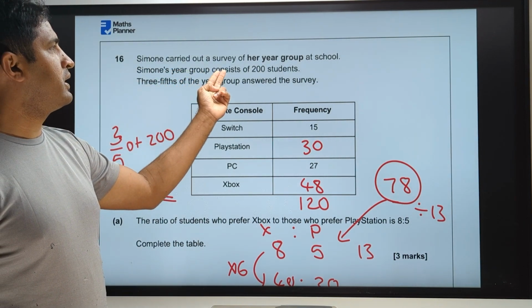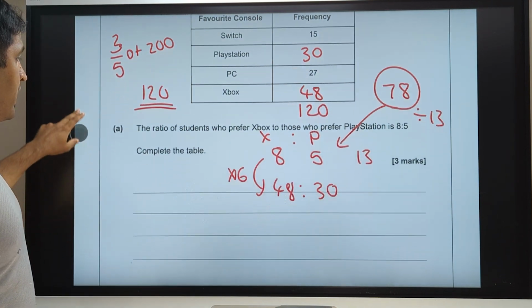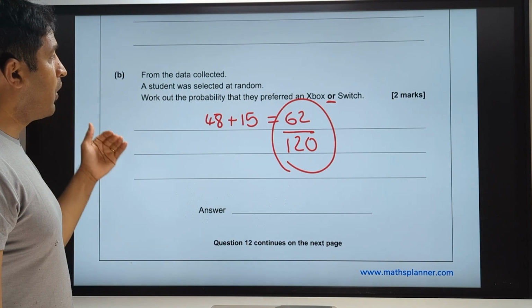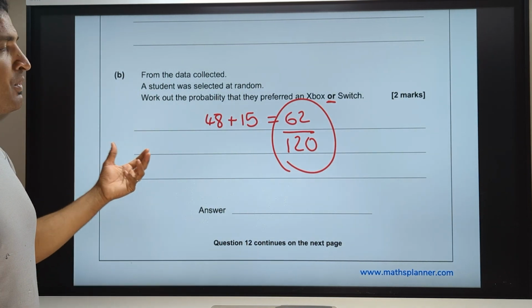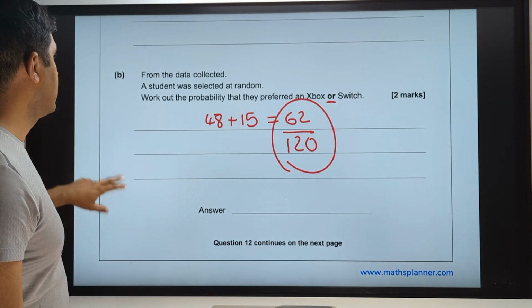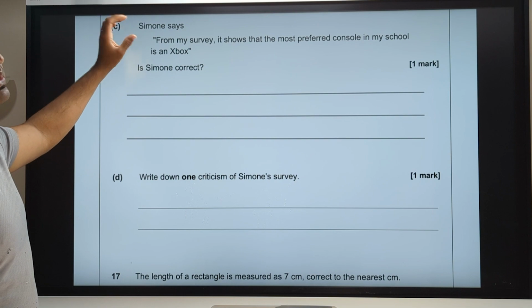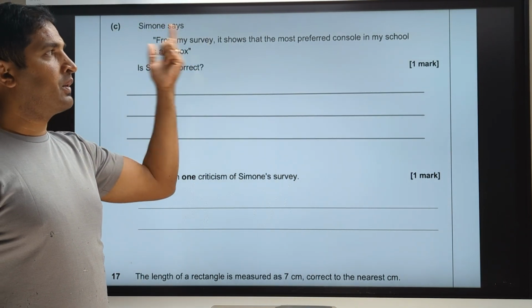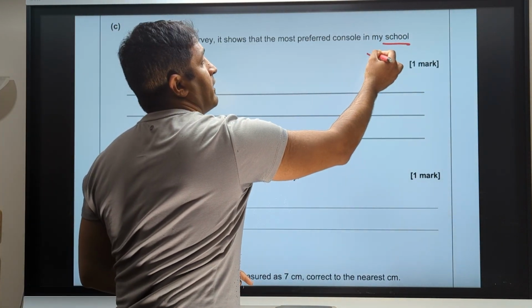Simone's year group consists of 200 students. See, the problem there is she randomly chose students from her year group rather than her school. So you only represent just a year group. So you can say Simone is incorrect here, or Simone is correct, depending on what you want to look at. Okay, so from the survey, yes, but not in her school. It should be in my year.